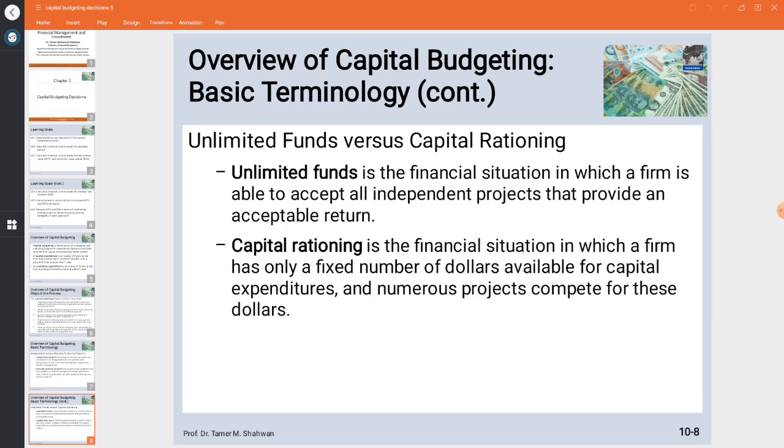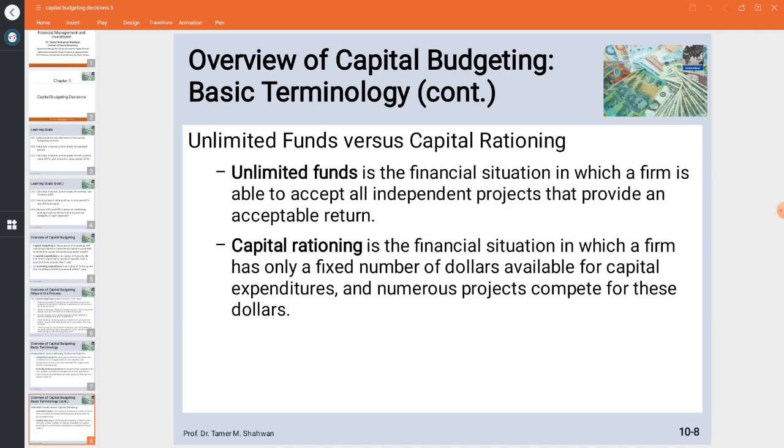Unlimited funds refers to the financial situation in which a firm is able to accept all independent projects that provide an acceptable return. If we have two or three or four projects, all of them achieving an acceptable return, and at the same time as a firm I have enough cash that enables me to accept all of those projects, then we are facing what we call unlimited funds.